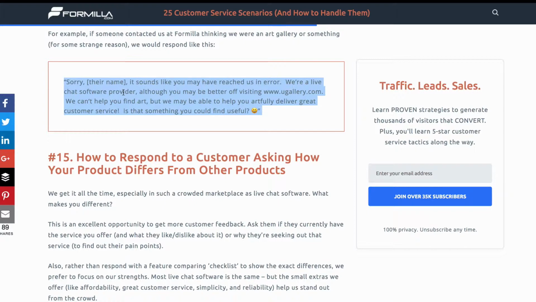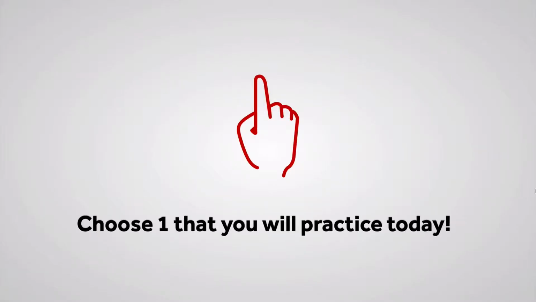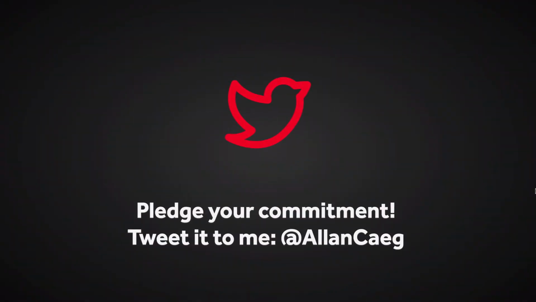There you have it, folks. Those are your 3 stories and 3 tips. I invite you to choose one that you will practice today and pledge your commitment.